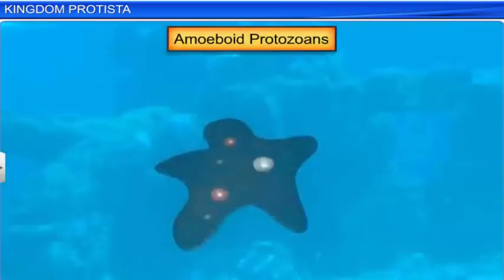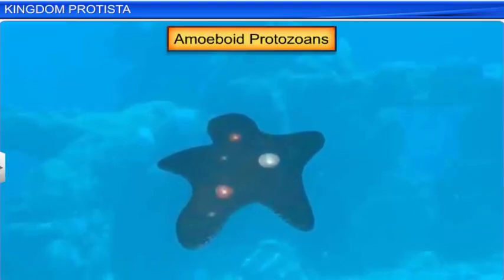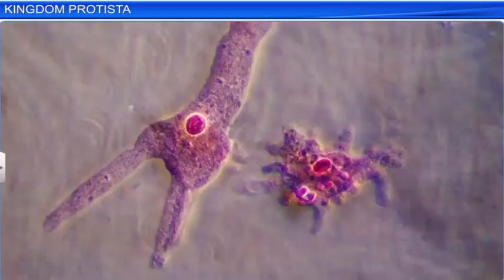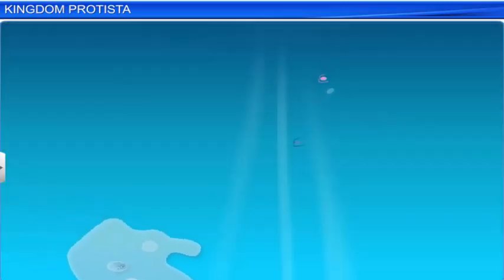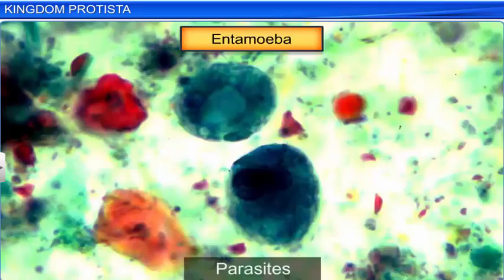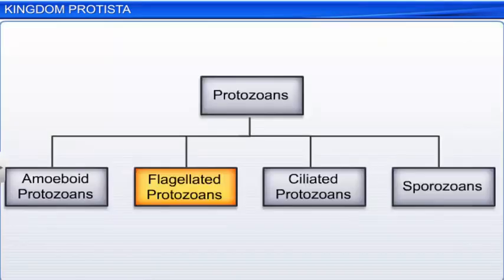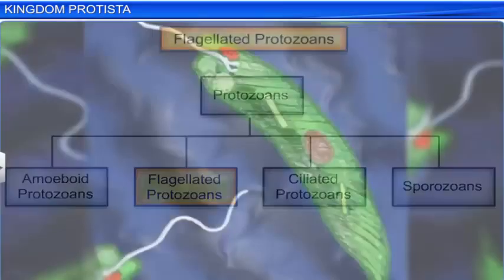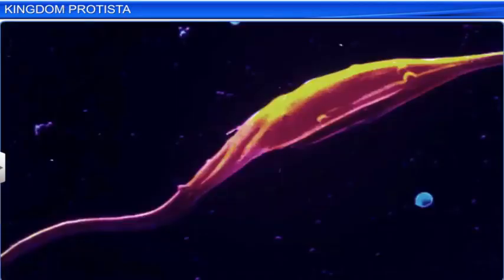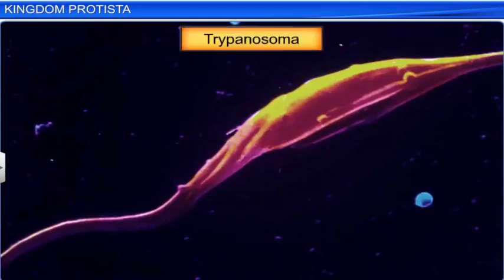Out of these, amoeboid protozoans are found in freshwater, marine water, as well as moist soils. They use false feet called pseudopodia to move and capture their prey. Some amoeboids, like entamoeba, are parasites. Flagellated protozoans, as the name suggests, have flagella. They can be either free-living or parasitic. Some parasites like trypanosoma can also cause diseases like sleeping sickness.